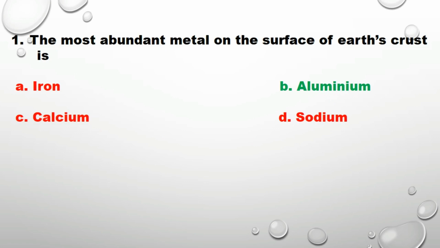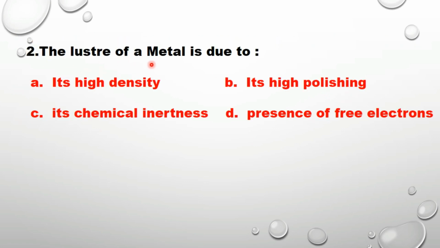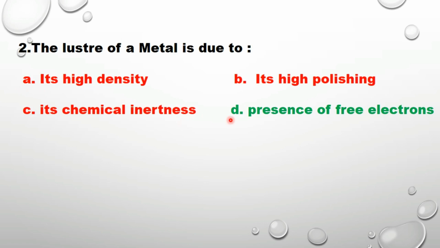Second question. The luster of a metal is due to option A its high density, option B its high polishing, C its chemical inertness, D presence of free electrons. The correct answer is option D presence of free electrons. Let's move to third question.